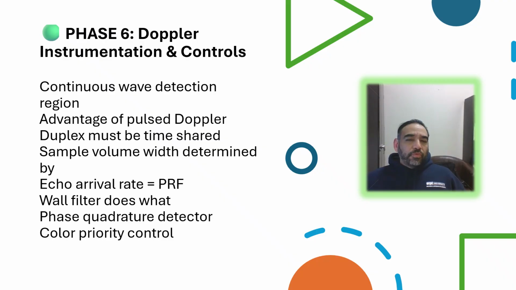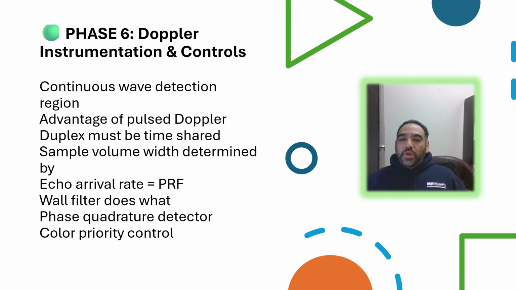In this phase, we're focusing on the system controls and detection methods that directly affect Doppler measurements. We'll begin with continuous wave Doppler and discuss where shifts are detected, specifically within the overlap region of the transmitting and receiving beams. Then we'll examine the advantage of pulse Doppler, particularly its ability to select a specific depth using range gating. And from there, we're going to clarify why duplex imaging must be time shared and how combining grayscale and Doppler affects system performance.